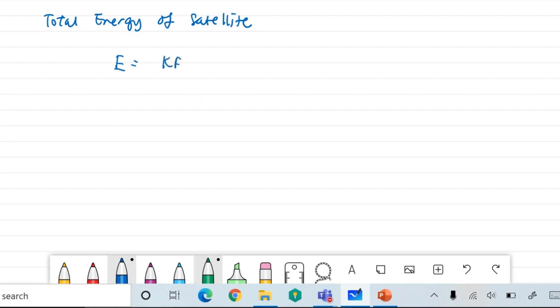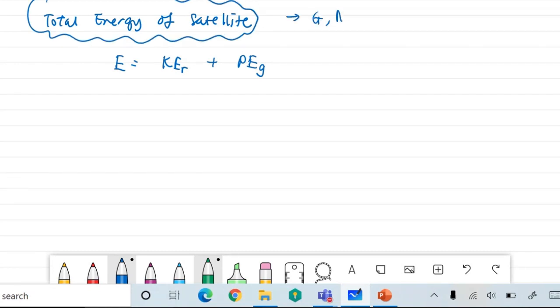Energy always consists of kinetic energy and potential energy. For a satellite, I have only the rotational kinetic energy, because the satellite is orbiting around the Earth, and the potential energy here is the gravitational potential energy. So this is the total energy. Now I'd like to express the total energy of the satellite in terms of G, Me, m, and of course r. Me is the mass of Earth, small m is the mass of the satellite, and r is the radius of the orbit.